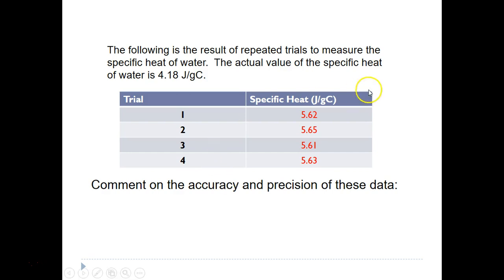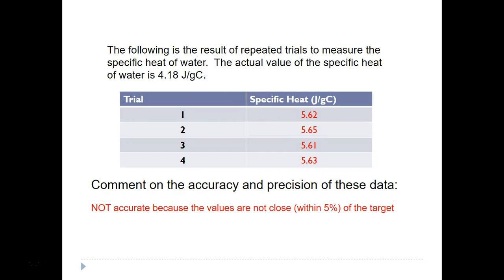And here's an example with accuracy and precision. It says the following is a result of repeated trials to measure the specific heat of water. The actual value is 4.18. So here's our data. And it says comment on the accuracy and precision of these data. So is it accurate? Is it precise? And why? So when I look at these values, they're not really anywhere near 4.18. So I'm going to go ahead and say they are not accurate.